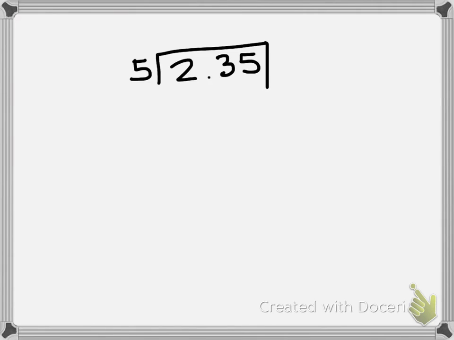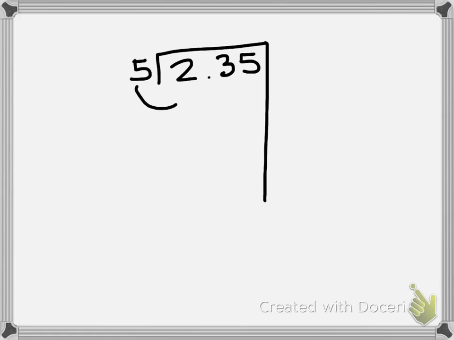Okay, let's do another one. Maybe this time you get some scratch paper and try on your own. Here we go. Our next problem is going to be 2 and 35 hundredths divided by 5.